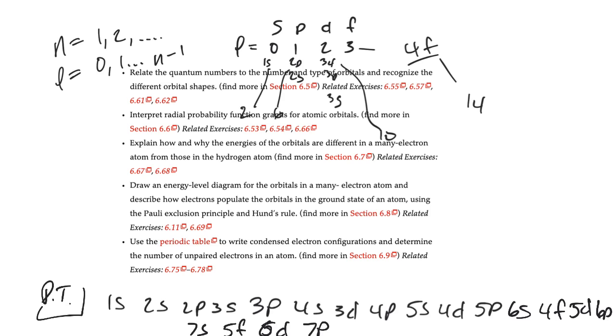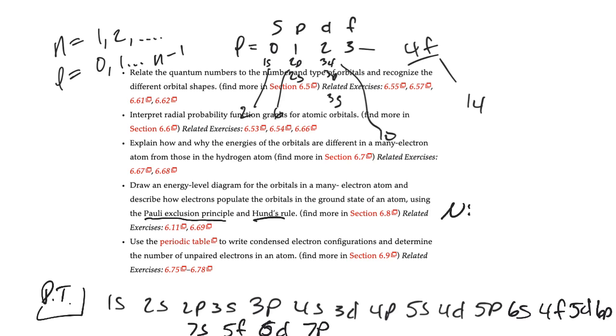Explain how and why the energies of orbitals are different in many-electron atoms from those of the H atom. We can't use the Bohr model to understand larger atoms because the Bohr model doesn't work for systems that have more than one electron. So we have to use orbitals and electron configurations. We can draw energy diagrams to understand things like unpaired electrons, the Pauli exclusion principle, and Hund's rule. Pauli exclusion says each electron in an atom has to have a unique set of 4 quantum numbers. And Hund's rule says we're going to maximize the spin of electrons in subshells when possible.